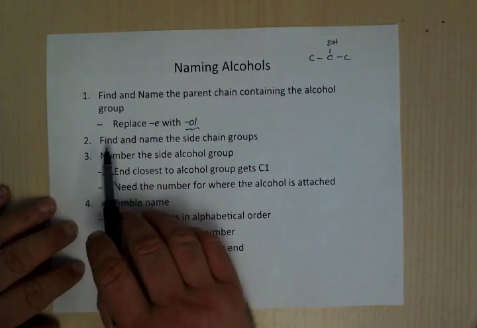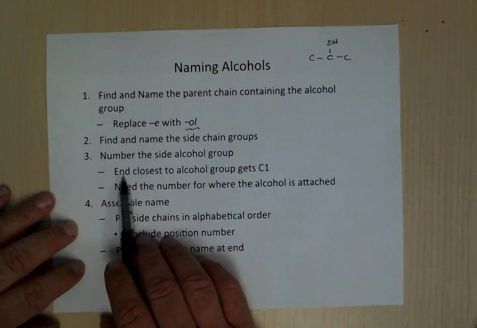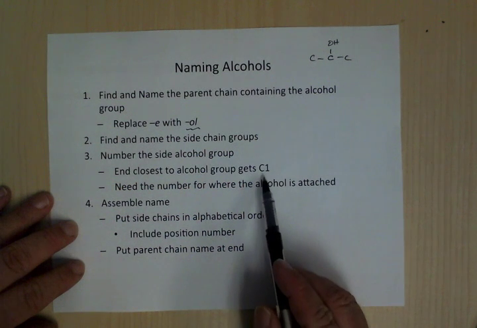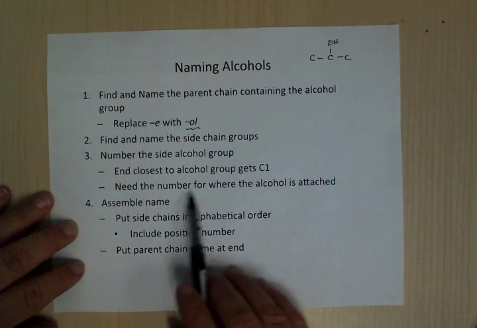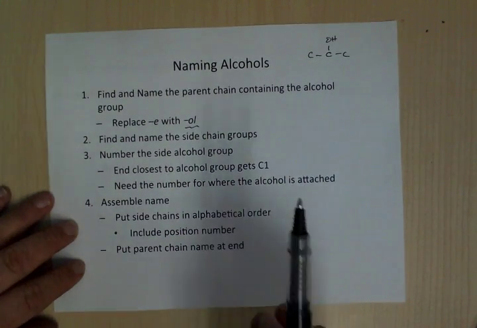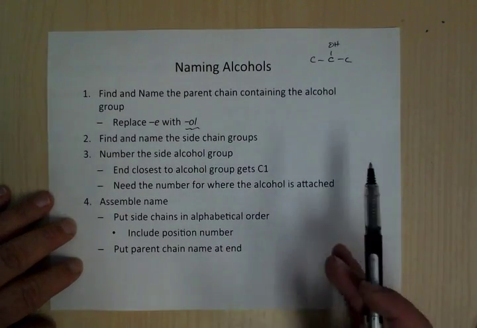Okay, so for here you're going to need to find those side chains. Now the numbering begins on the end closest to the alcohol. You are going to need to tell me where that alcohol group resides. Is it on carbon 1 or carbon 2, carbon 3, wherever? That's going to make a difference.